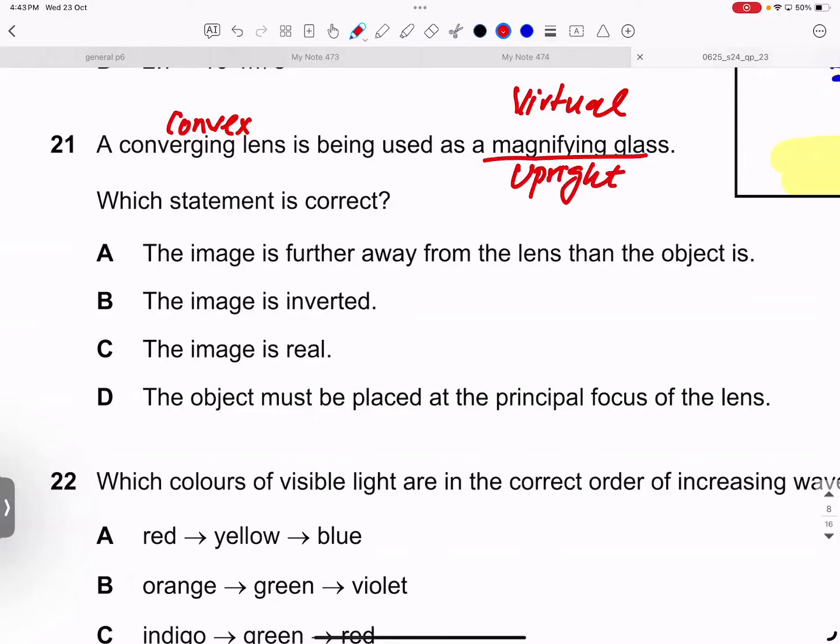Which statement about this is correct? The image is further away from the lens than the object. So it is, first of all, the correct option. Why?